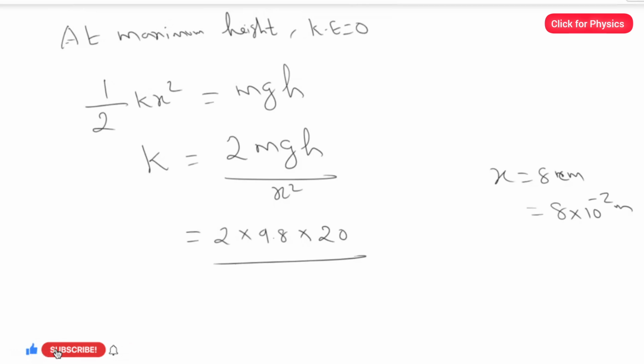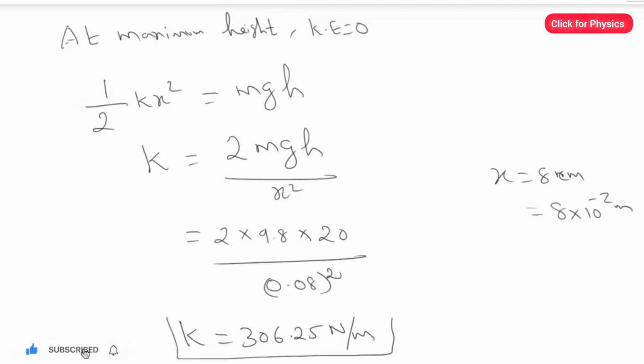So we have to write 0.08, but this is x squared, so we have to square this. When you square this, we get the value of k, which is the spring constant, which is 306.25 Newton per meter, which is the unit for the spring constant. So this is the answer for part C.